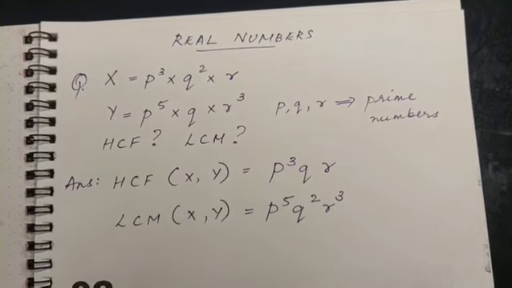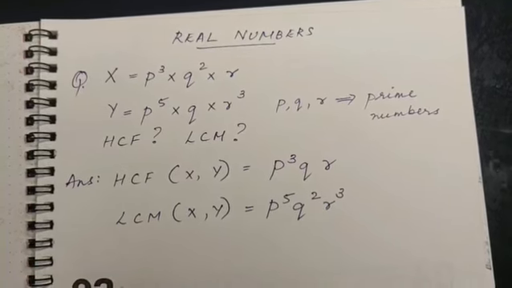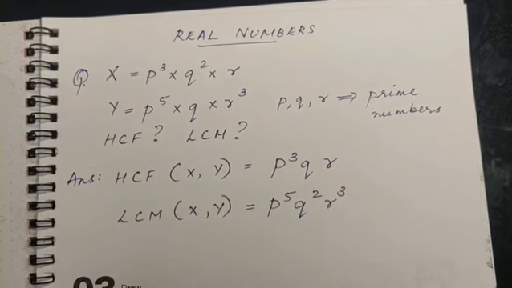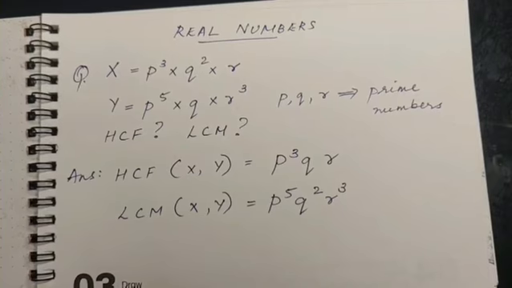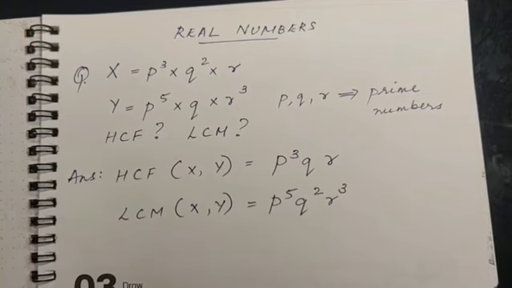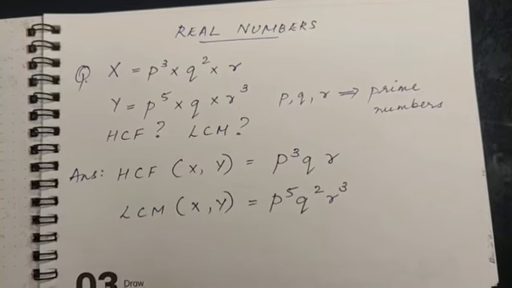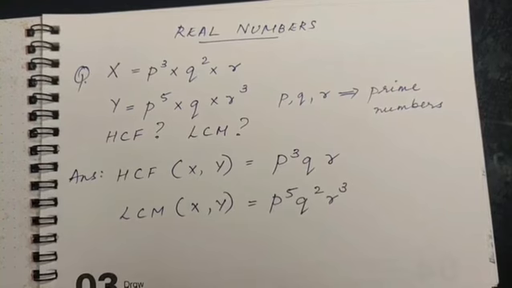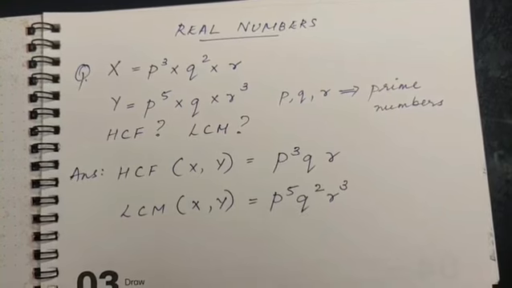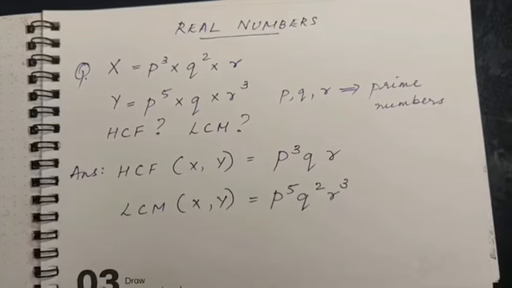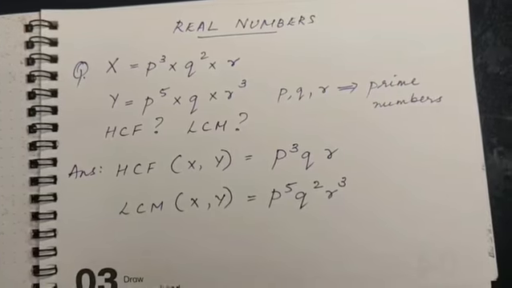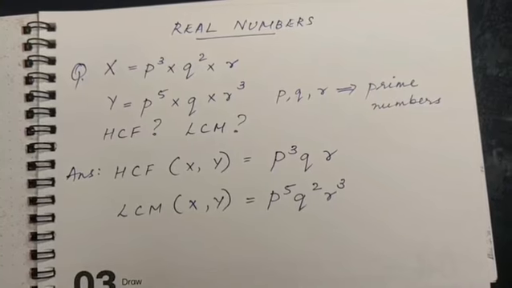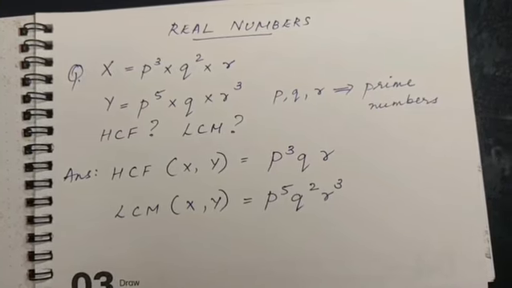So HCF of x and y you write like this, and you know that for the HCF you take the common factor that is having the lowest power. So among x and y, p is a common factor and the lowest power is p raised to 3. Q is also a common factor, the lowest power is q, and among r the lowest power is r. So you get the HCF of x and y as p raised to 3 q r.